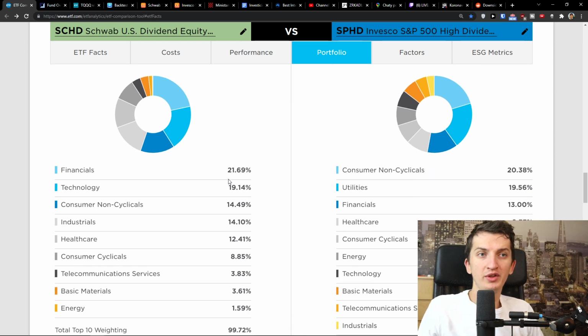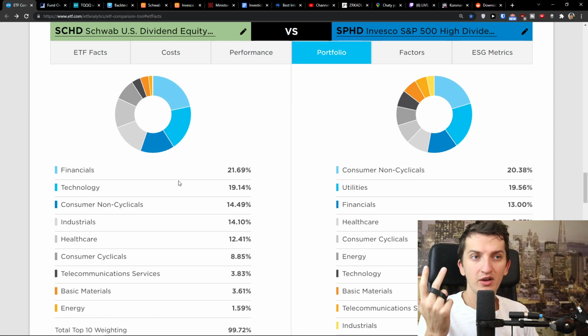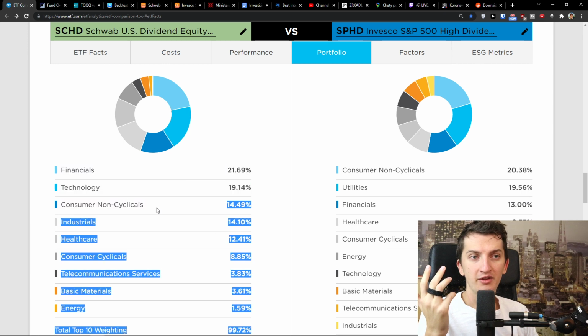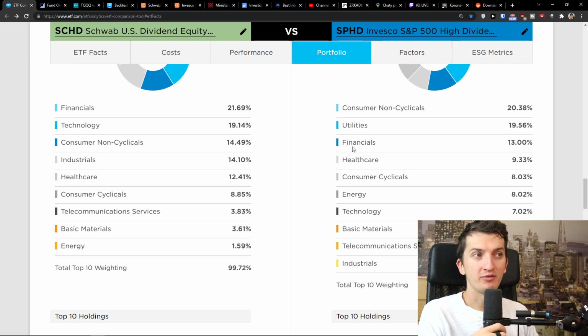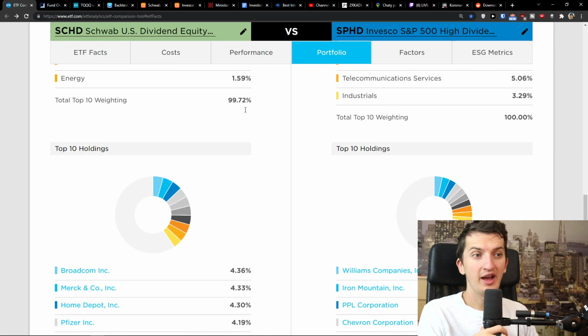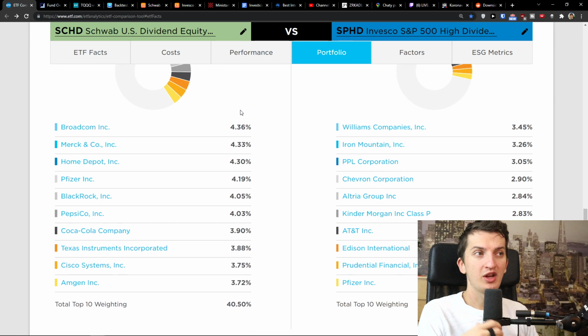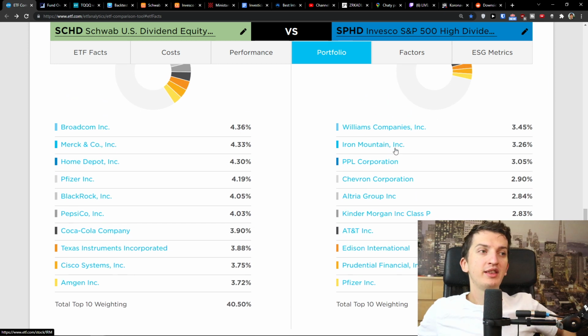So when you look at holdings for SCHD, you see financials, technology, consumer non-cyclicals, industrials, healthcare, like the main thing. And then SPHD, you see consumer non-cyclicals, utilities, financials. Utilities is huge here. Technology is only 7%, healthcare 9%, and financials 14 compared to 21. Technology 7 to 21. And then you see the companies here. When you look at the companies, like, what are these companies, right?